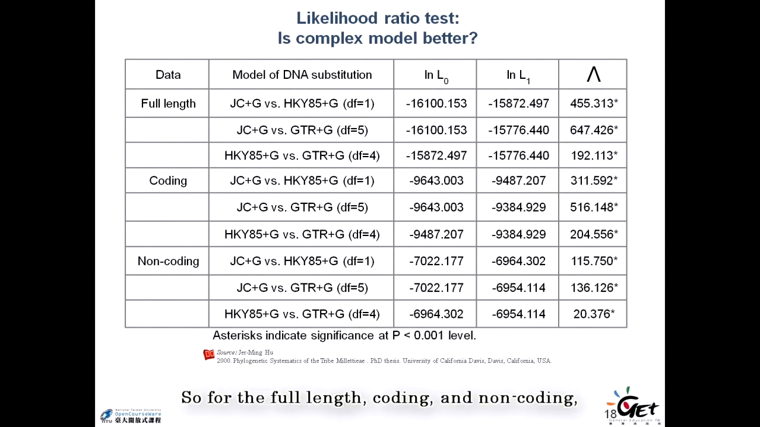So for the full-length, coding and non-coding, the alternative hypothesis is always better than the null hypothesis based on the result, which means that a more complicated model is always better than a simpler model. Eventually we get GTR plus gamma as the best model for estimation for everything. This is just an example of choosing one model over the other. So we can just do the simple test by hand, and some programs can do that as well.